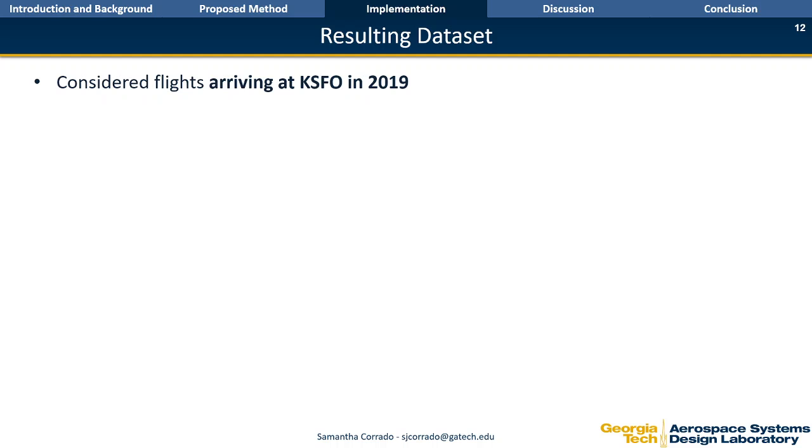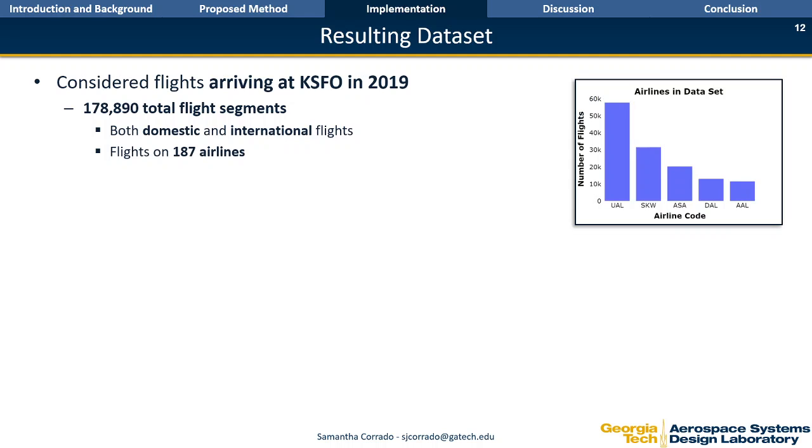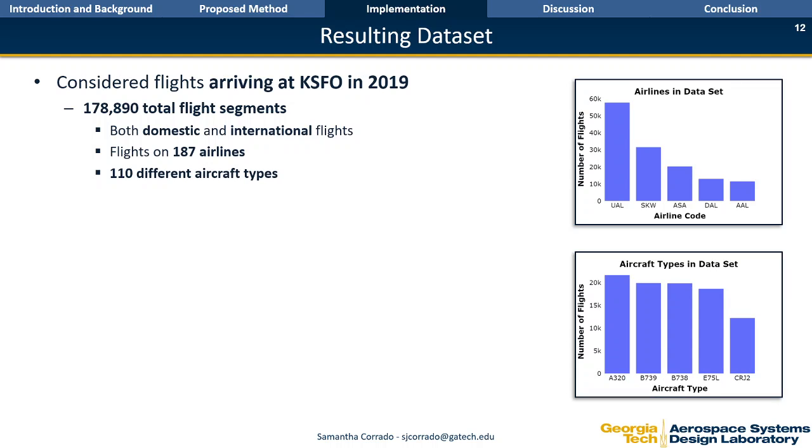Flights arriving at San Francisco International Airport throughout all of 2019 were considered. About 180,000 arriving flight segments were extracted and identified. These flights are both domestic and international. 187 airlines are represented in the data set, where the majority of flights are flown on United Airlines. And 110 different aircraft types were identified, with the majority of flights being on A320 aircraft.